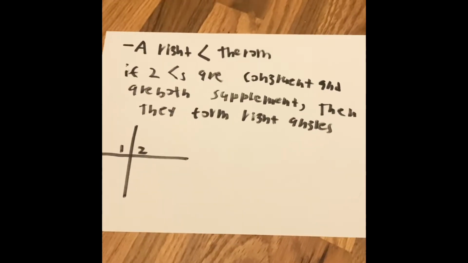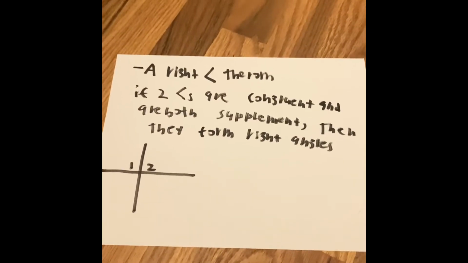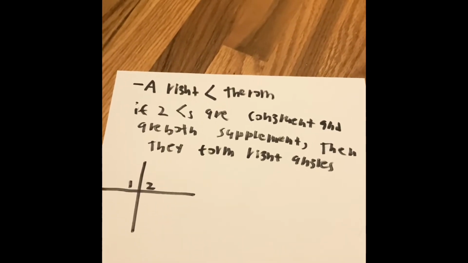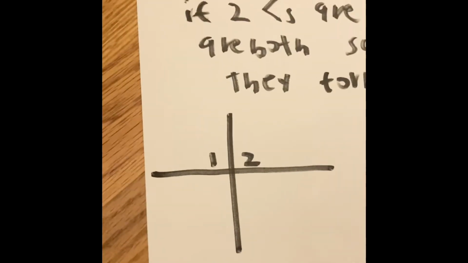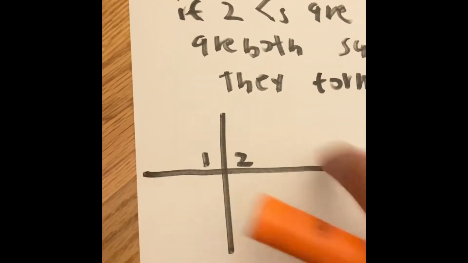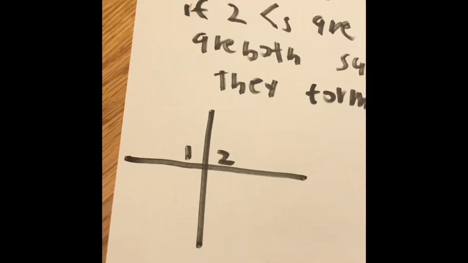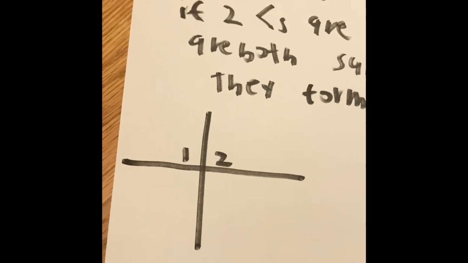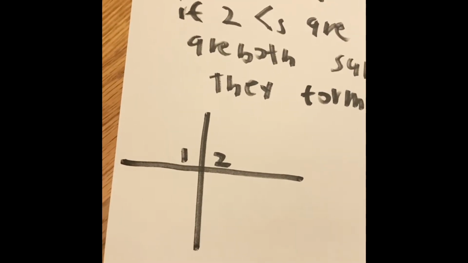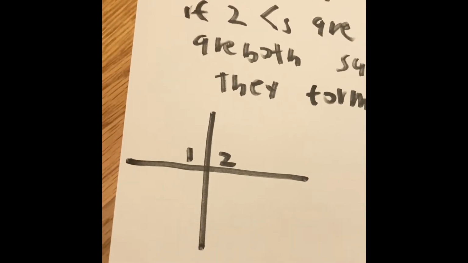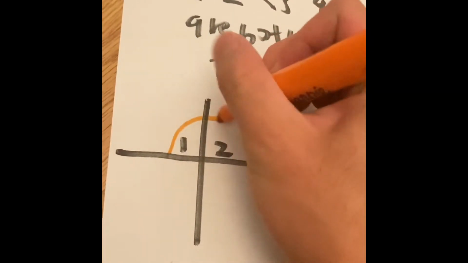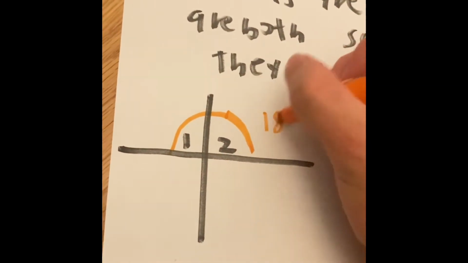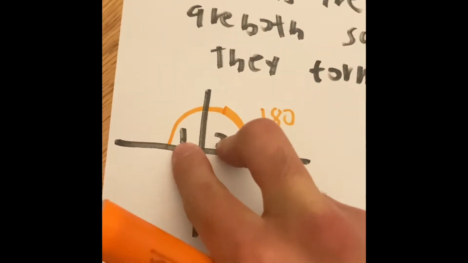The right angle theorem: if two angles are congruent and are both supplements of the same line, then they form right angles. So here is a picture, and there are two angles, 1 and 2. We are going to prove that angle 1 is congruent to angle 2. We already know that 1 and 2 are on the same line, and both of them add up to 180, so both are supplementary.